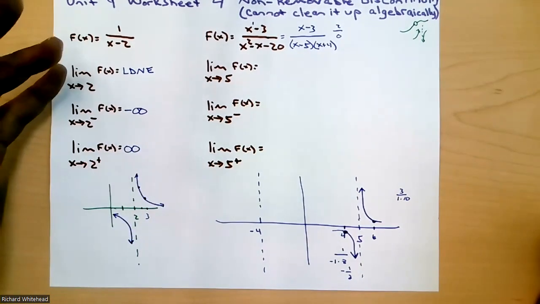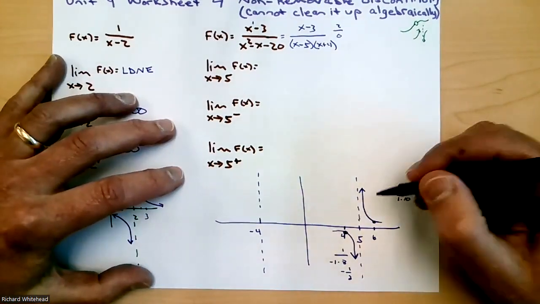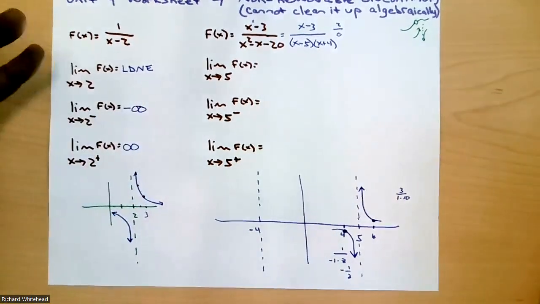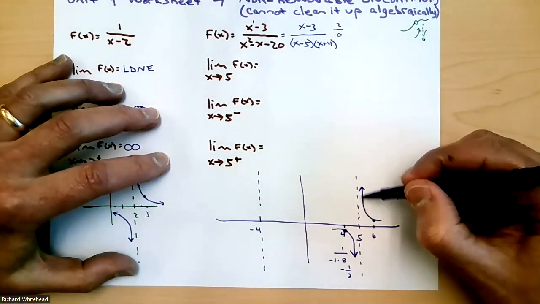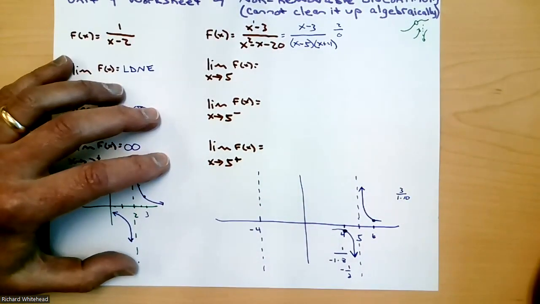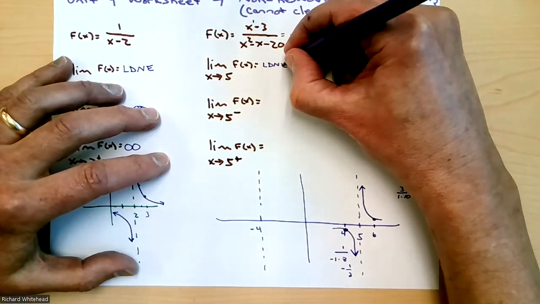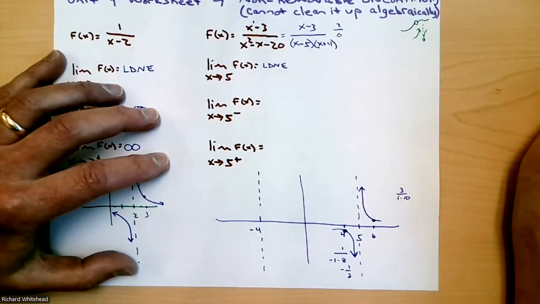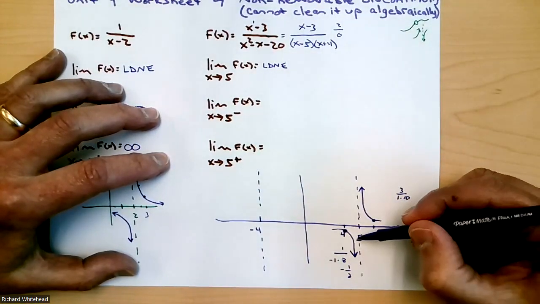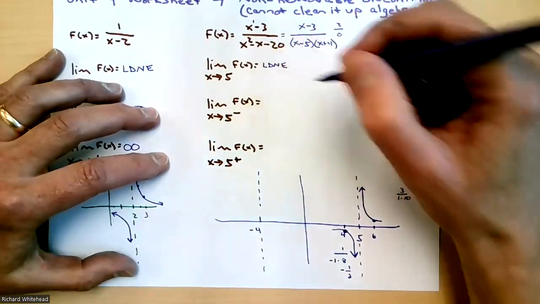And I could do more test points if I wanted to confirm it, but this is what always happens. We just have to determine, is it going up or down as it approaches the vertical asymptote? We've done this a million times. Okay, that's an exaggeration. We've done this a bunch of times. We had a unit test on it. So it's going opposite directions at 5, so the limit does not exist.